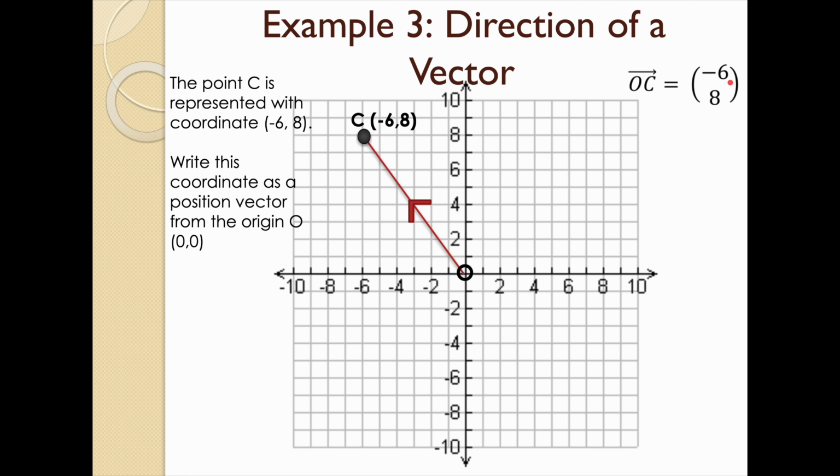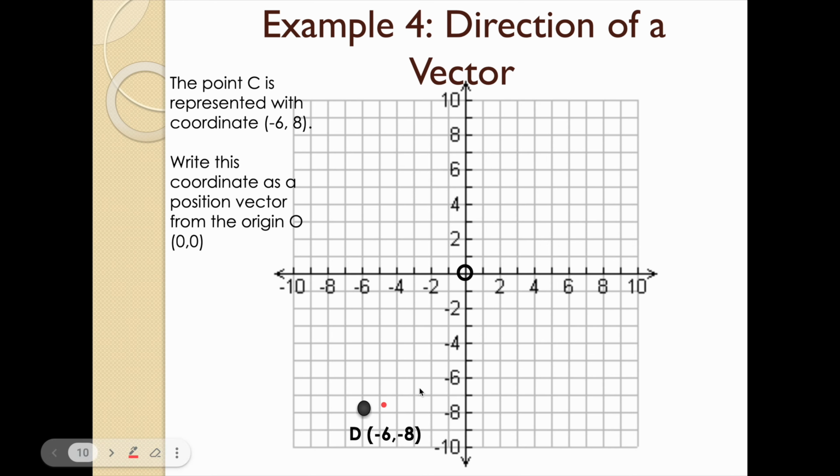So negative 6 meaning we're going to the left 6 times. Remember our direction. Okay, so the size is 6, but the direction is negative on the x plane, which means you're going left. And then 8 is the size, and the direction part of it is up. How do I know it's up? Because it's positive.